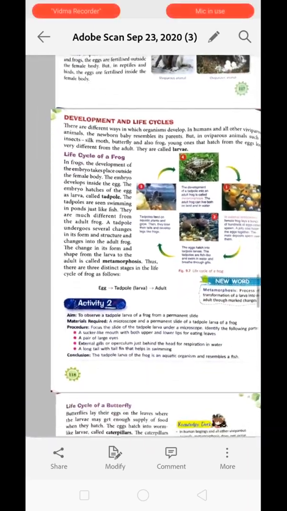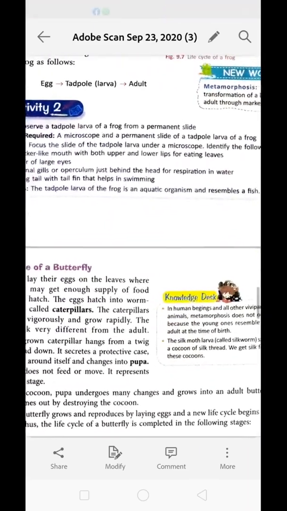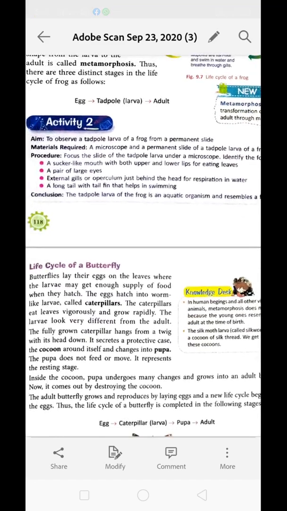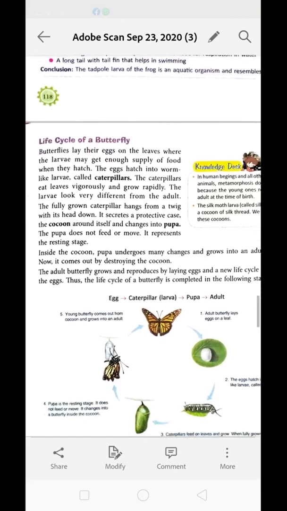Now there is an activity given in the book. The aim is to observe the tadpole larva of a frog from a permanent slide. What will you see there? A sucker-like mouth with both upper and lower lips for eating leaves. A pair of large eyes, external gills or operculum just behind the head for respiration in water, and a long tail with a tail fin that helps in swimming. Understood. Next is the life cycle of a butterfly.